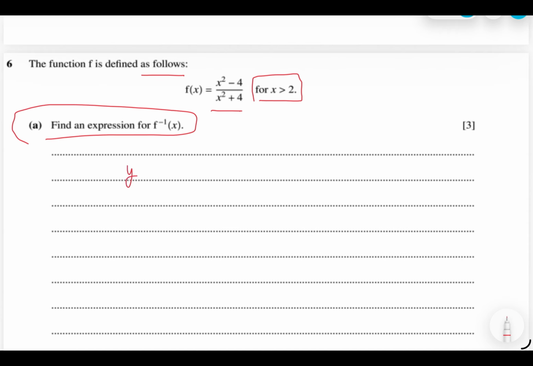So we will write y equals (x square minus 4) over (x square plus 4). Let's make x the subject. Can we make x the subject? Yes, sir, we can make x the subject. How? Let me teach you. Just bring x square plus 4 over here. So it would be y times (x square plus 4) equals x square minus 4. Multiply y inside, it would be y x square plus 4y equals x square minus 4.